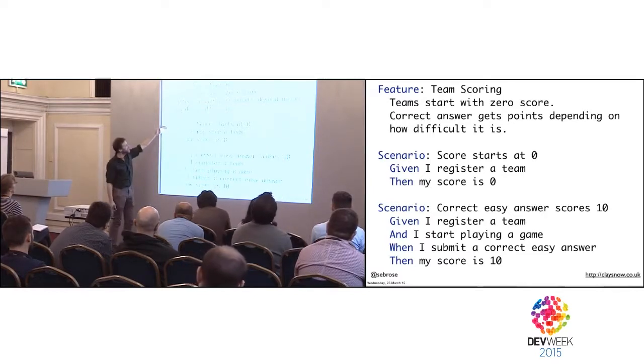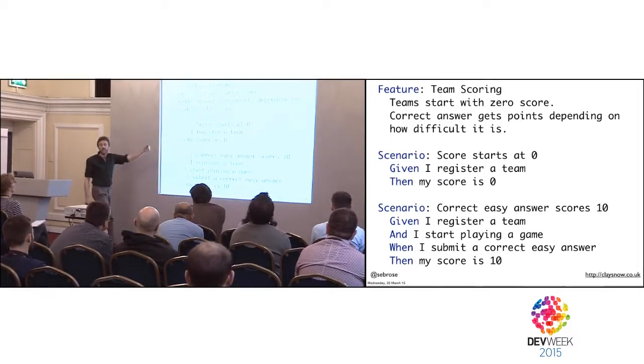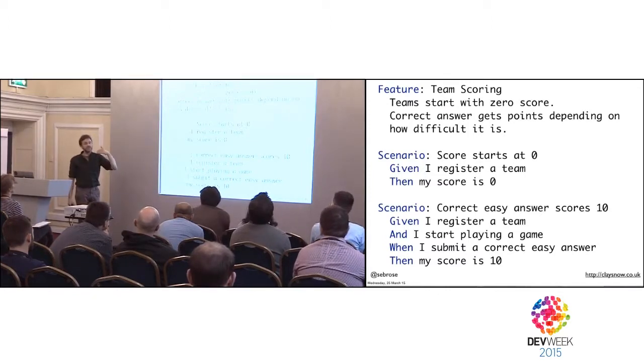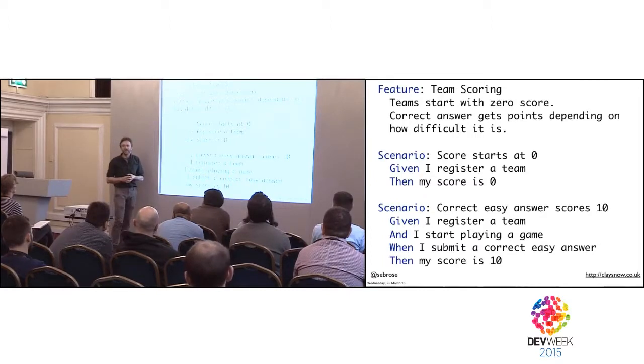And now we have a keyword, given. I register a team. That's my step. Then my score is 0. So this is something that, once I've been through a number of steps in the process, will be executable. I can press a button. I can see a result. It will either be red, as in it failed, green, as in it passed, or in fact an amber, which is something went wrong, it's not finished yet.